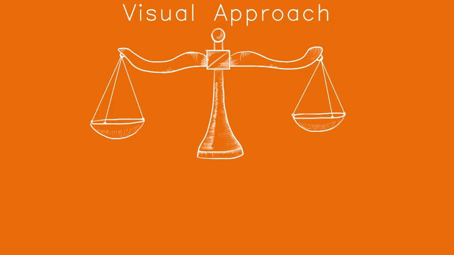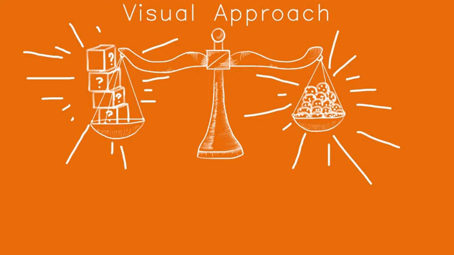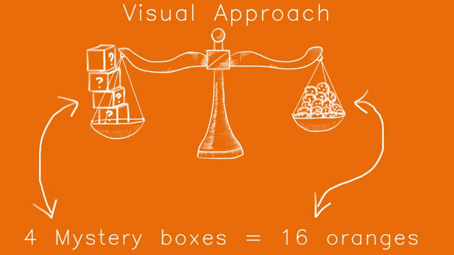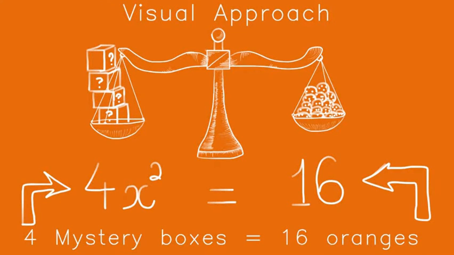So let's go through our visual approach. We have mystery boxes on the left hand side and oranges on the right hand side. The mystery boxes are represented with x, and the oranges are like normal numbers, as I have previously stated. So we have 4 mystery boxes on the left hand side and 16 oranges on the right hand side. What does that mean in algebraic equation form? It means 4x squared is equal to 16.